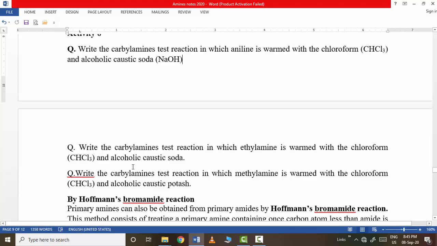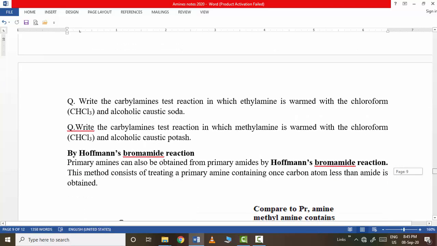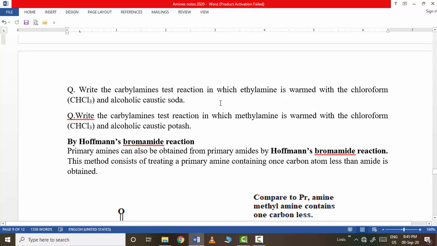Then write the carbolamine test reaction in which ethylamine is warmed with the chloroform and alcoholic caustic soda. Because ethylamine is also a primary amine, it can also undergo a carbolamine test. Again, write the carbolamine test reaction in which methylamine is warmed with the chloroform and alcoholic potash. Methylamine is also a primary amine. It can also undergo a carbolamine test. So write for methylamine and ethylamine.